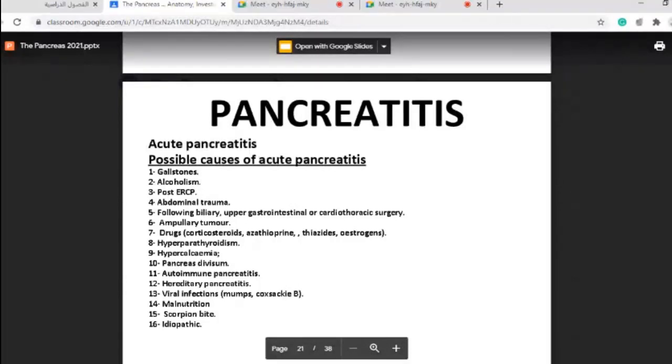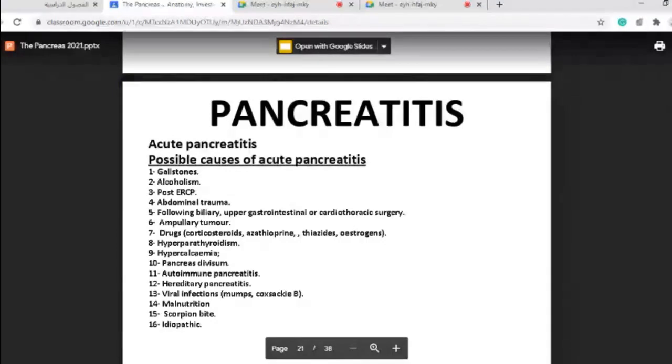Also, viral infection, mumps and Coxsackie virus, malnutrition, scorpion bite. So there are a lot of causes of acute pancreatitis, and it may be idiopathic, but we cannot ascertain that this is idiopathic. We should look for the primary cause to treat it, to prevent recurrent attacks of pancreatitis.